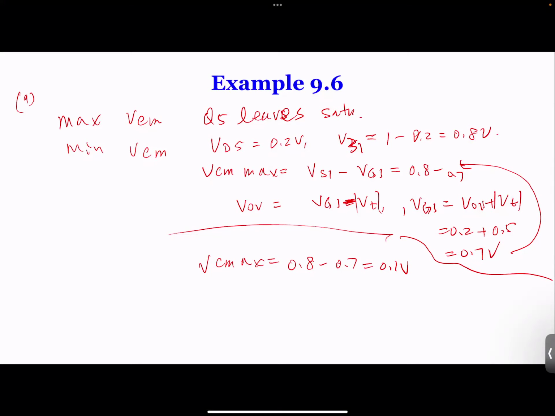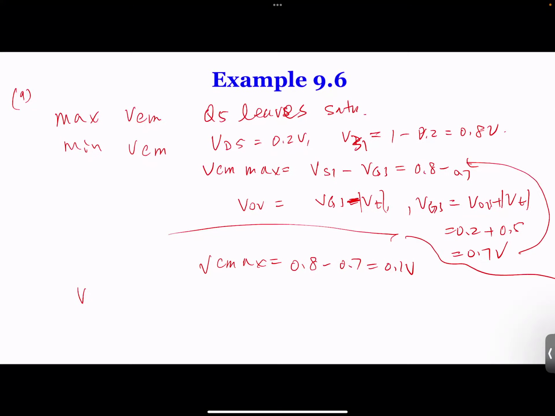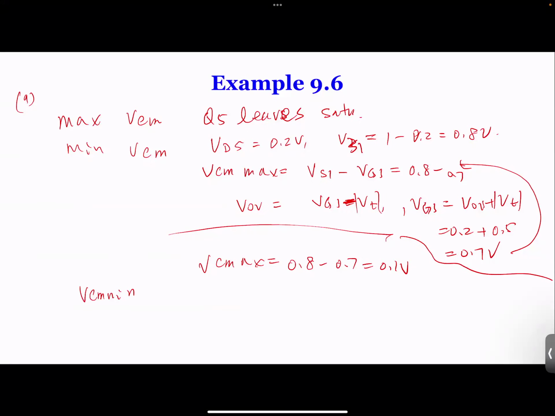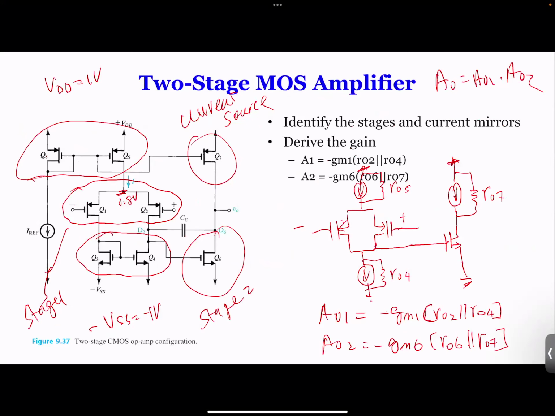So for VCM min, and yeah, I hate this blackboard stuff. You know, we have to go back and forth too.